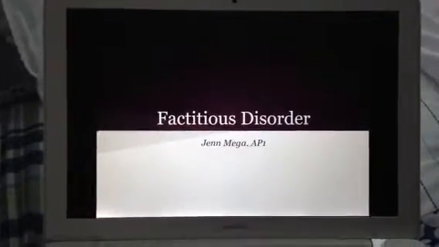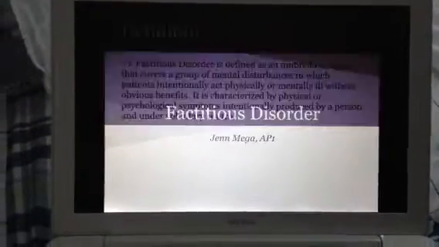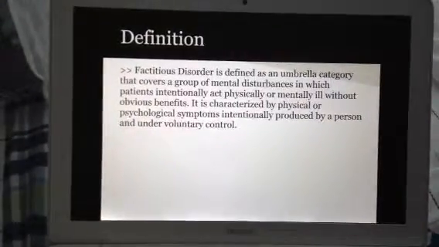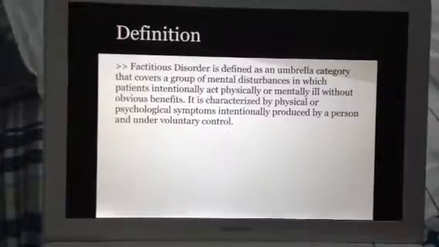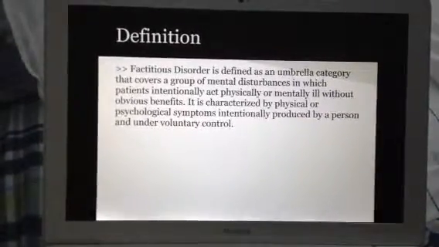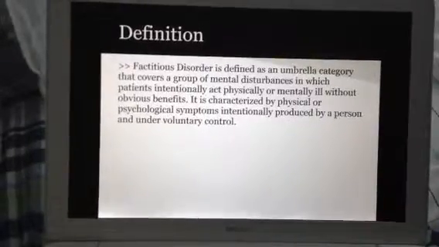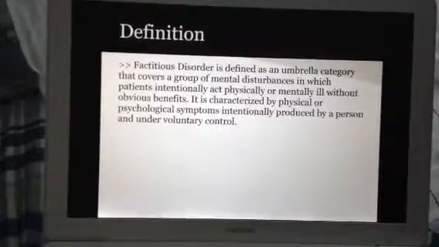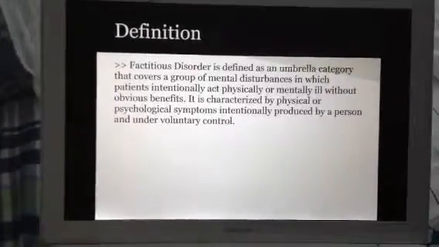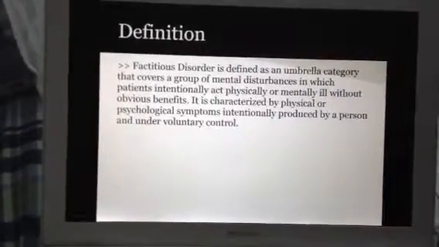So my project is factitious disorder. Factitious disorder is defined as a type of umbrella category that covers a group of mental disturbances in which patients intentionally act physically or mentally ill without obvious benefits. It's characterized by physical or psychological symptoms that are intentionally produced by a person and are under voluntary control.